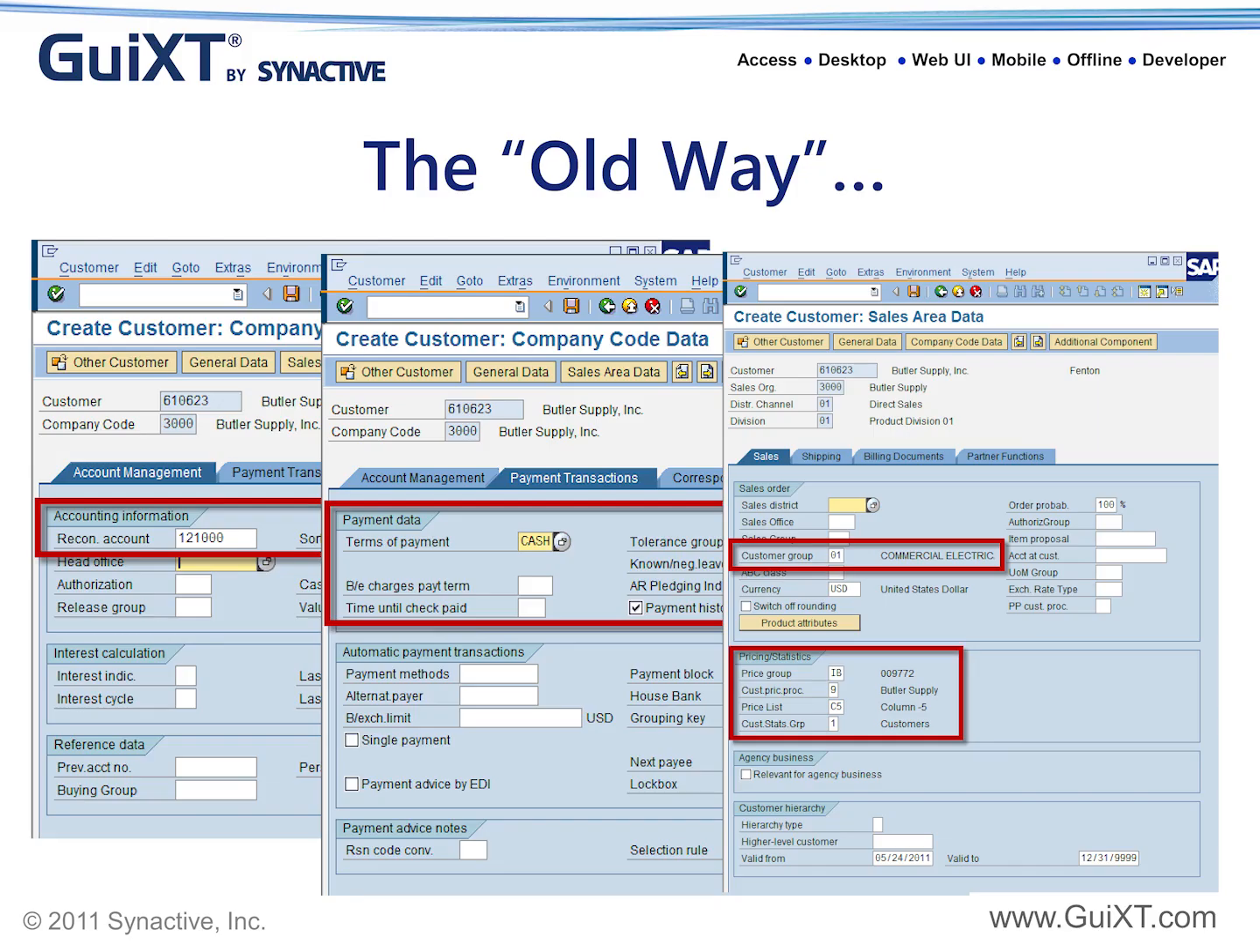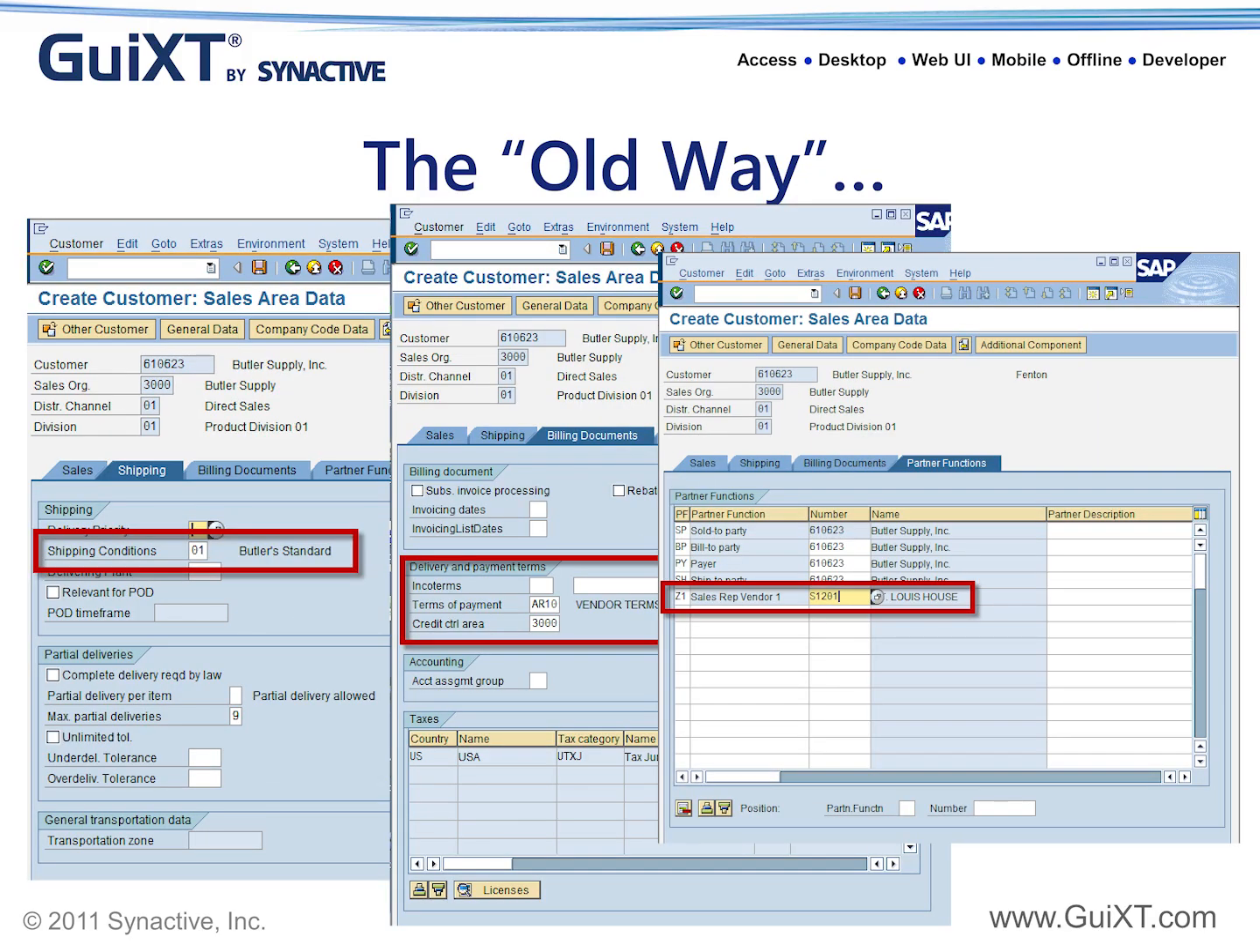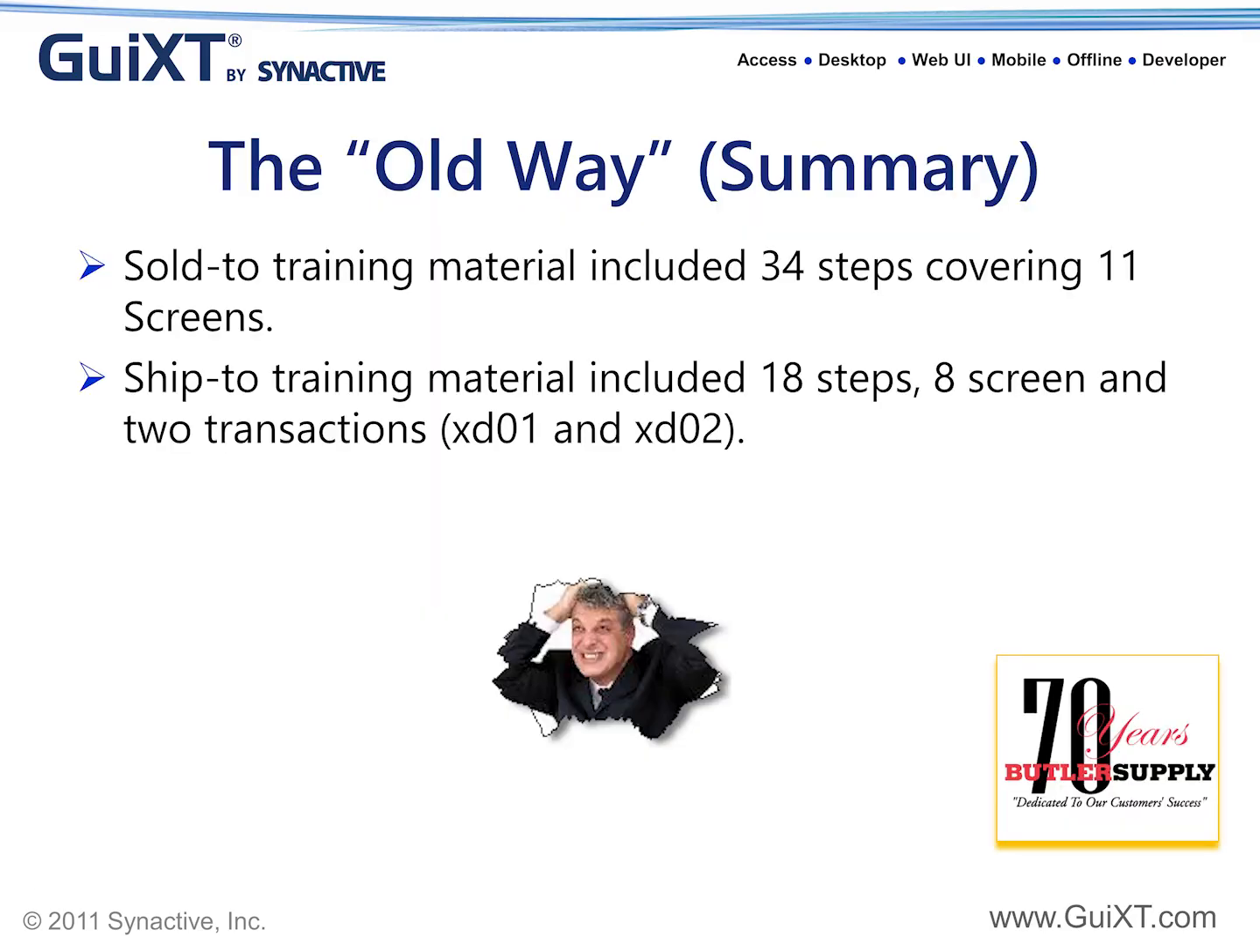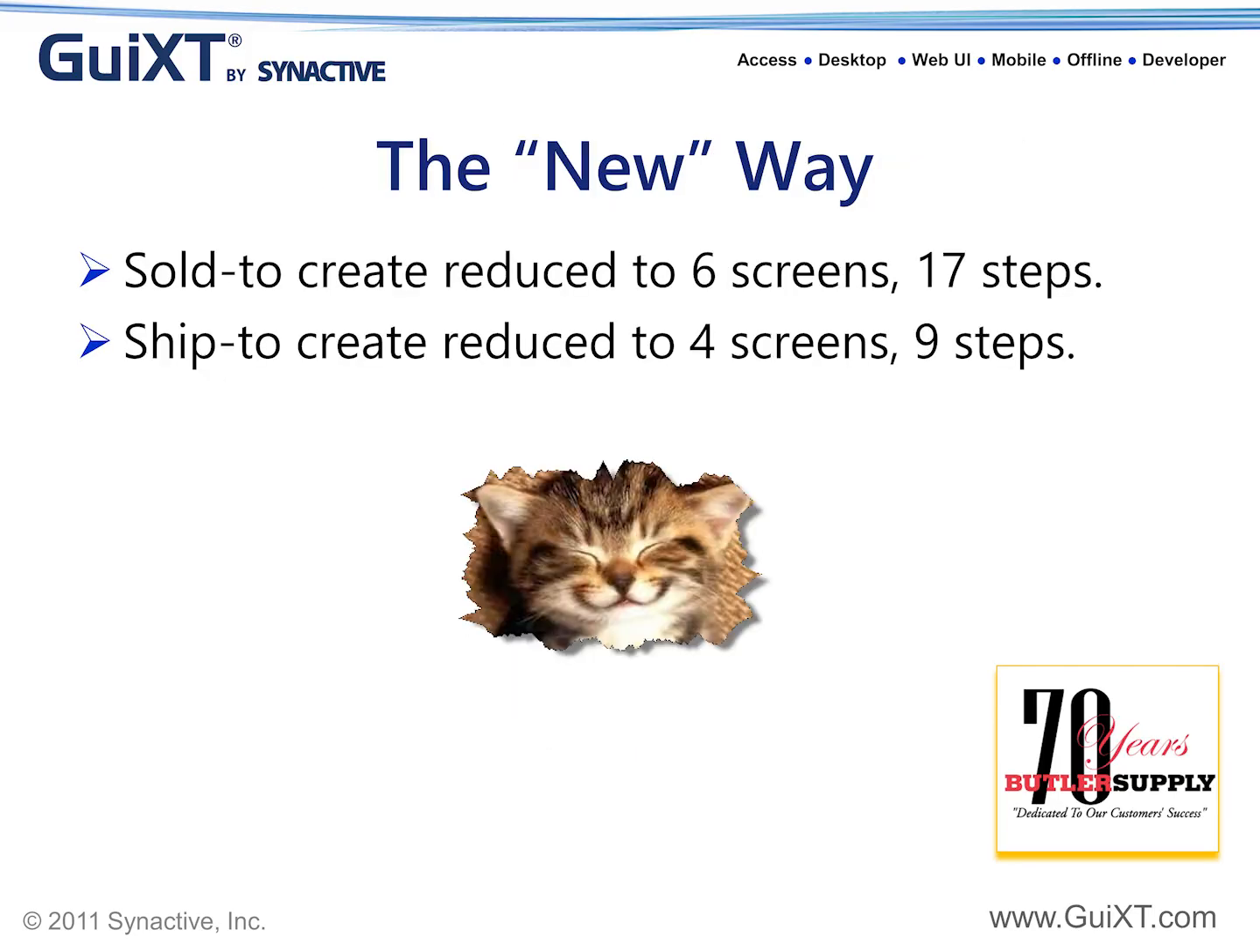After they finish those, they'd have to go through these screens, and finally these screens, the last step being to assign a salesperson to the partner record and save. And as I said, it was a lot of steps, and we just had problem after problem in accounts receivable. So what we decided to do was to use GuiXT to streamline the process, and we were able to reduce the screens down to 6 and steps down to 17, and the ship to down to 4 screens and 9 steps, just 1 transaction instead of 2.